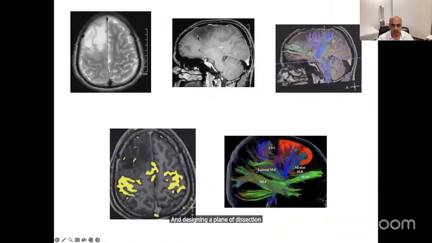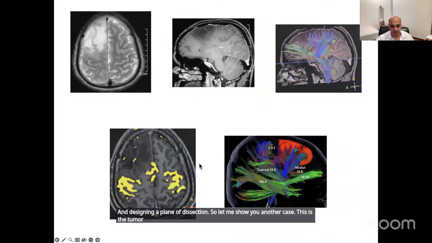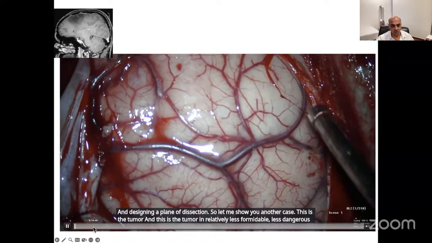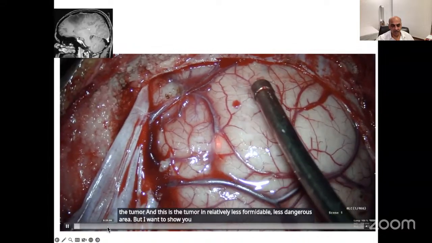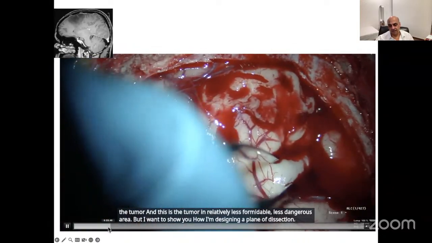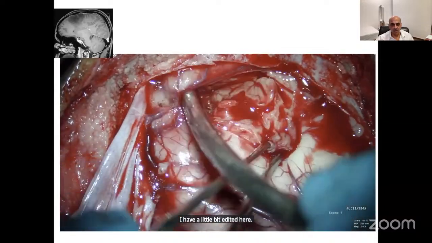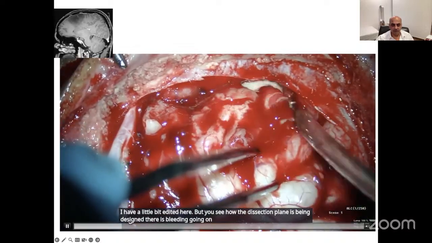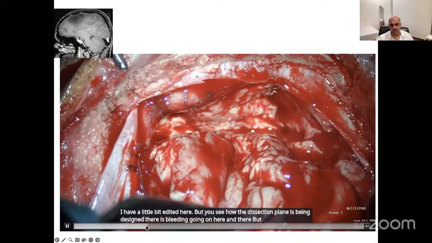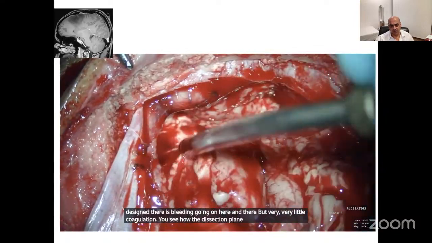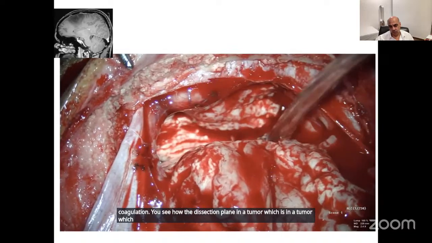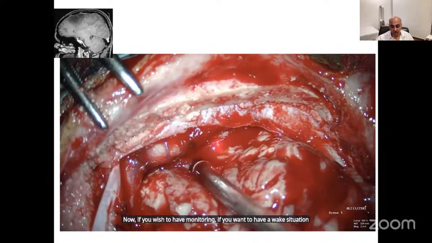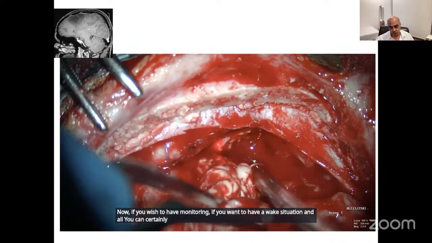So let me show you another case. This is the tumor, in a relatively less formidable, less dangerous area. But I want to show you how I am designing a plane of dissection. I have edited this a little, but you see how the dissection plane is being designed. There is bleeding going on here and there, but very, very little coagulation. You see how the dissection plane is made in a tumor where, if you wish to have monitoring or an awake situation, you certainly can.